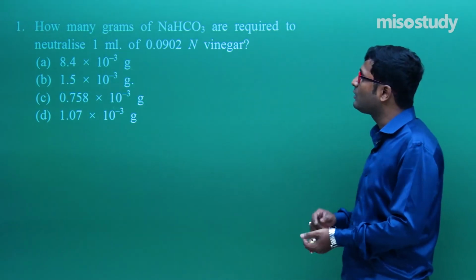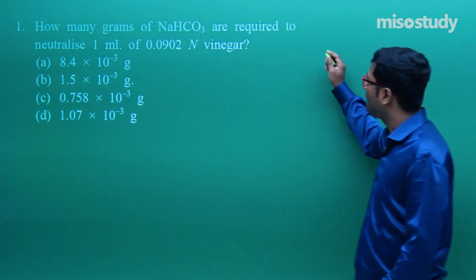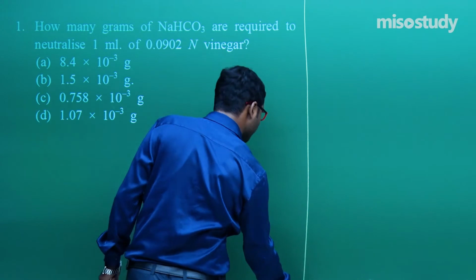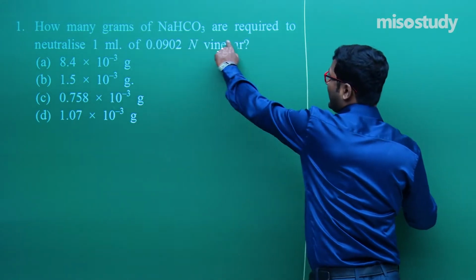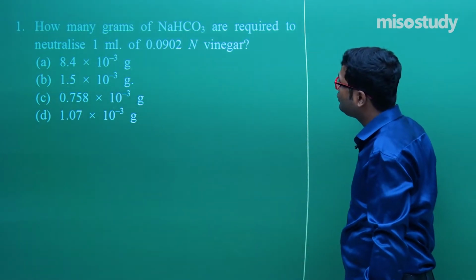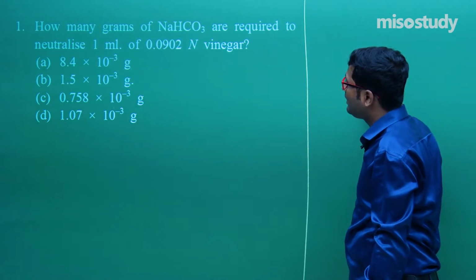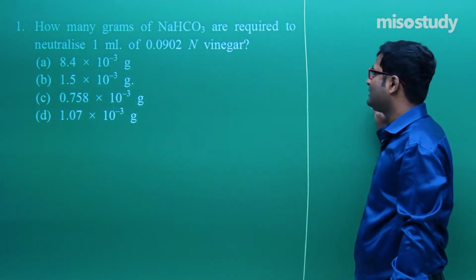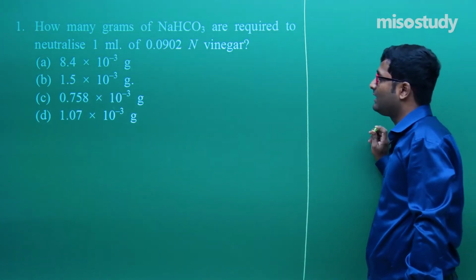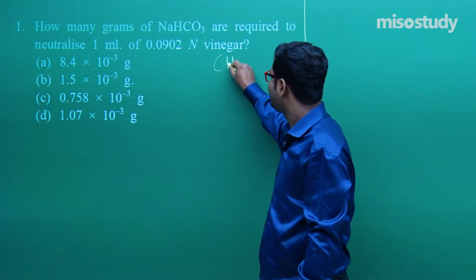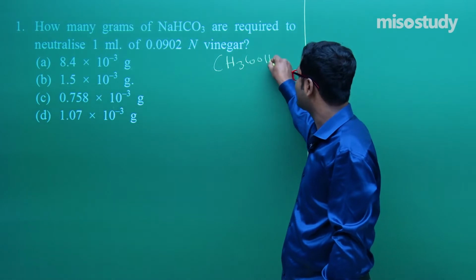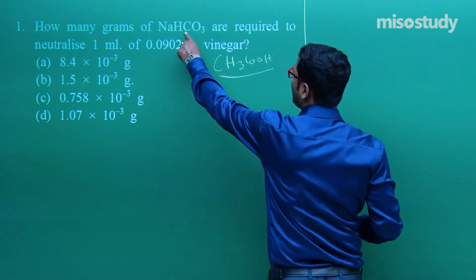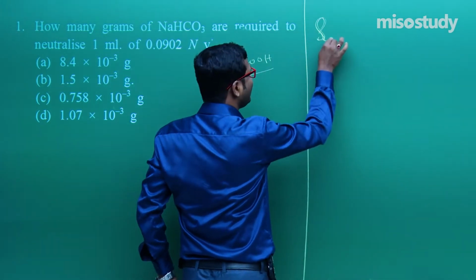My first question: how many grams of NaHCO3 are required to neutralize 1 ml of 0.0902 normal vinegar? What is the formula of vinegar? That is CH3COOH. So as we know, when complete neutralization takes place, what will happen?